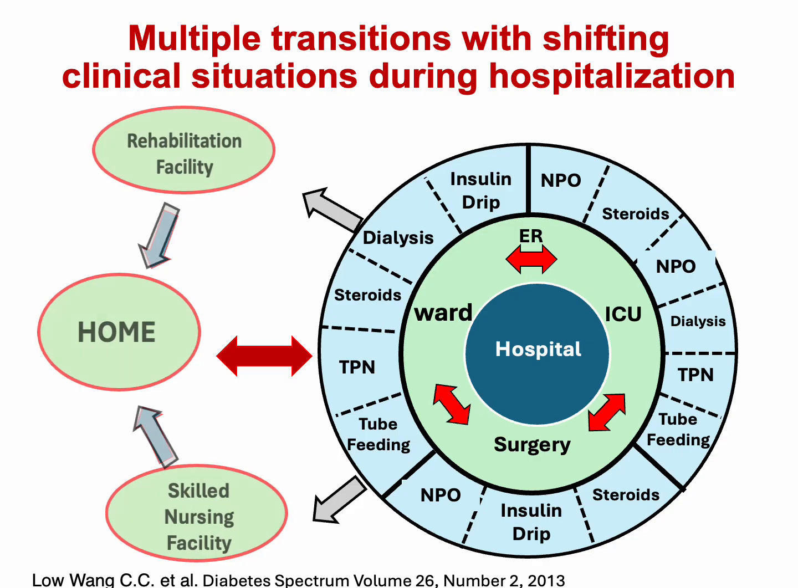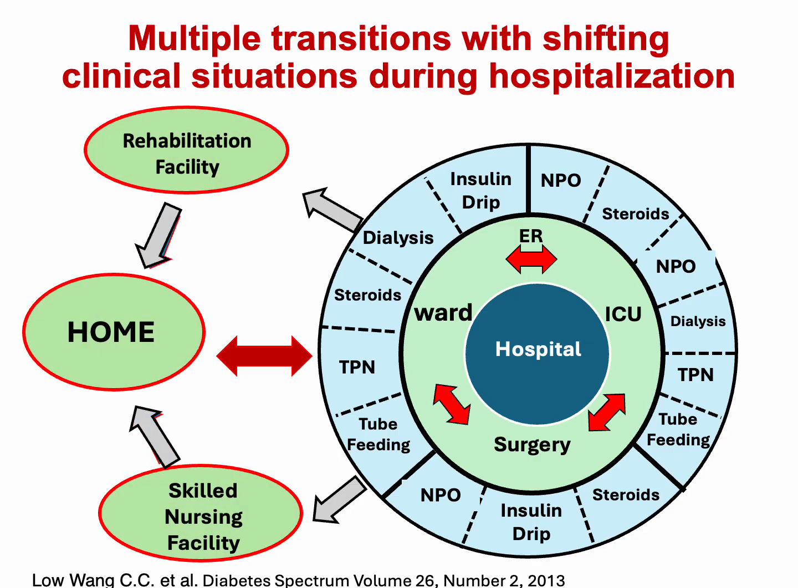Patients transition back to an outpatient setting, either directly to their home or an intermediate setting such as rehabilitation or a skilled nursing facility. With this, the clinical situation may shift frequently, with numerous opportunities for breakdowns in communication among teams and various care providers at any given level.